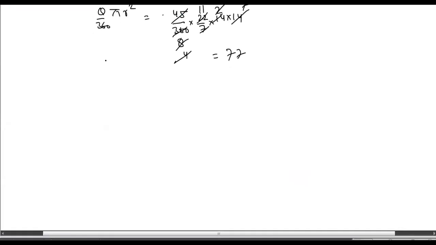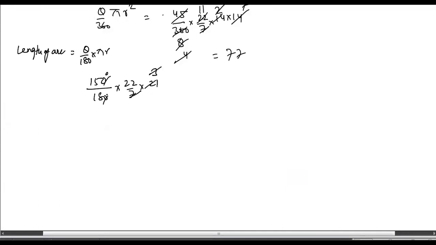So how can you find out the answer directly? Here the angle theta is 150 degree. The formula of length of arc is equals to theta upon 180 into pi r. So this is 180 into pi. The value is 22 by 7 and r is 21. So you can cancel out 0, 0. And here you can cancel out 7 ones are 7, 3 sevens are 21, and 3 sixes are 18.